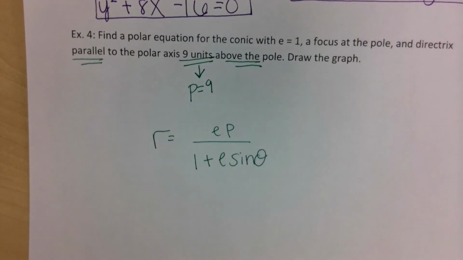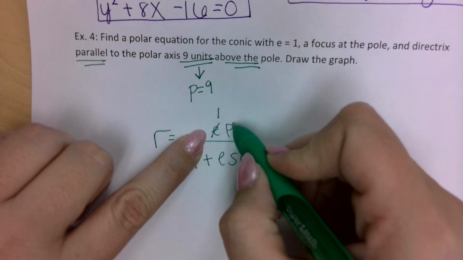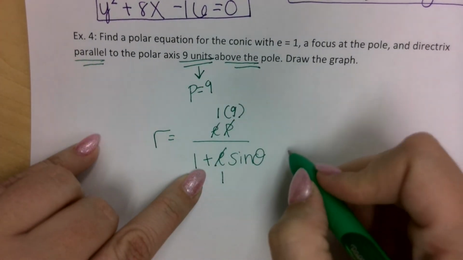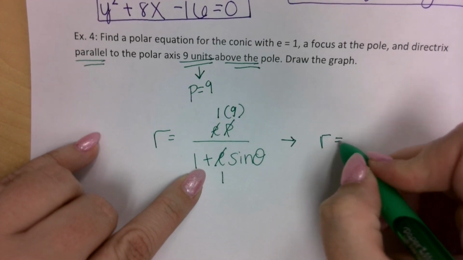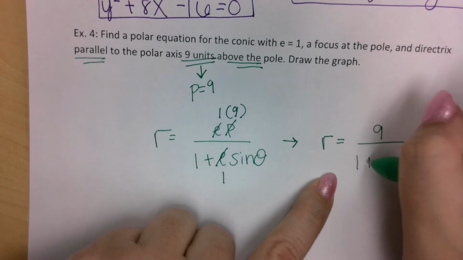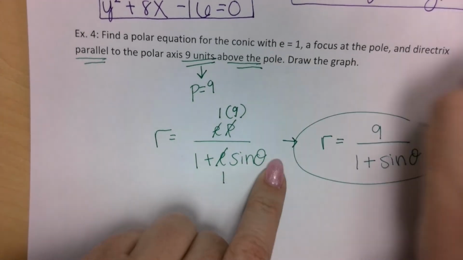Well, now let's just replace our e and p. e we said was 1, p we said was 9, e we said was 1. So that gives us r equals 9 times 1 over 1 plus 1 times sine, which would just be sine theta. Done.